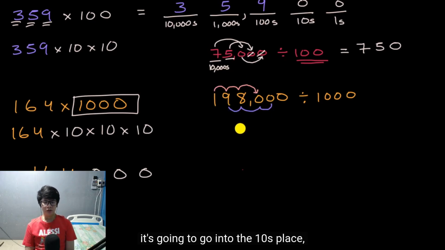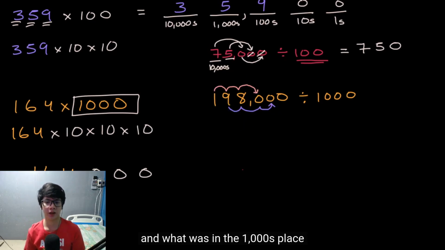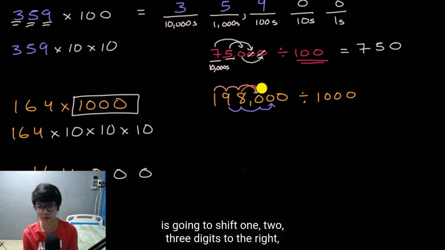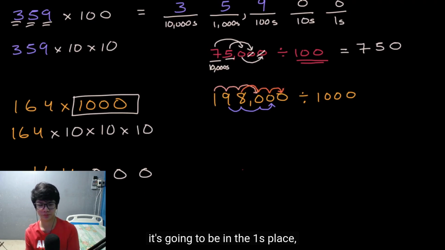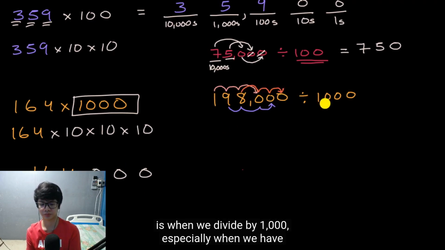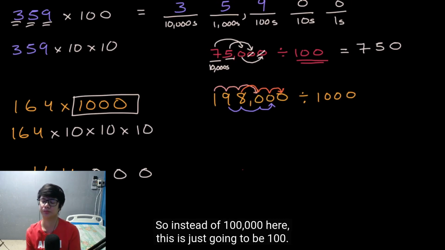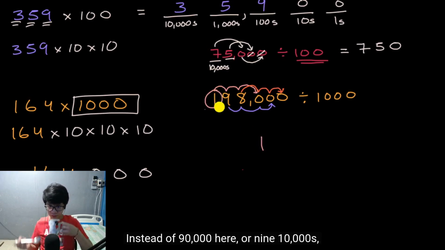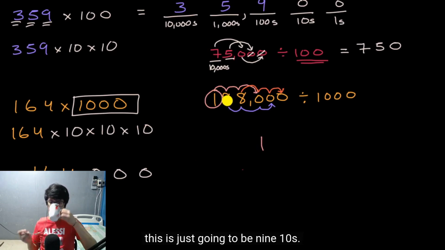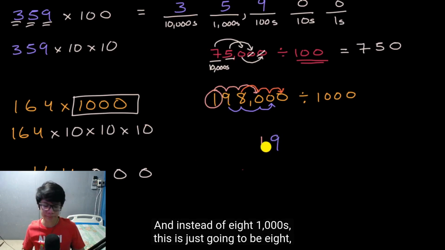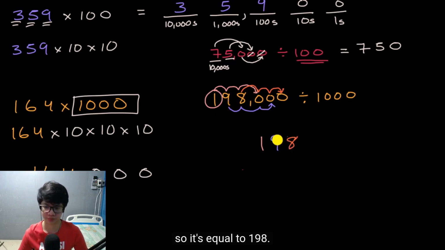It's going to go into the tens place. And what was in the thousands place is going to shift 1, 2, 3 digits to the right. It's going to be in the ones place. Or another way to think about it is when we divide by 1,000, especially when we have these 3 trailing zeros, those are going to go away. So instead of 100,000 here, this is just going to be 100. Instead of 90,000 here, or 9 10,000s, this is just going to be 9 tens. And instead of 8,000s, this is just going to be 8. So it's equal to 198.